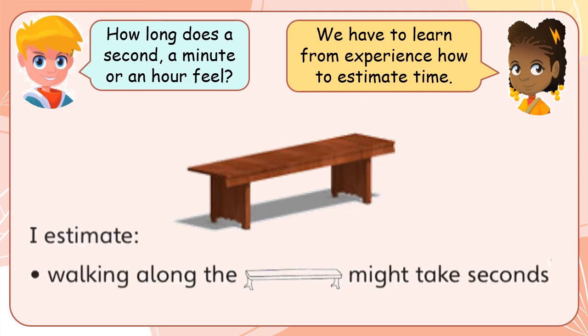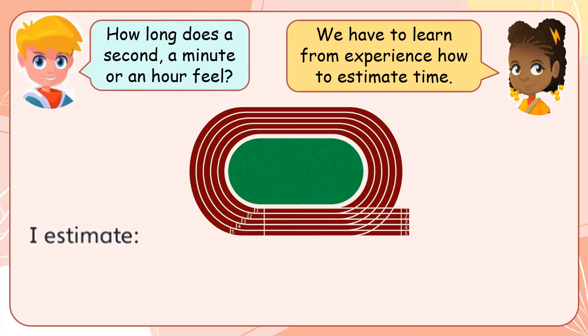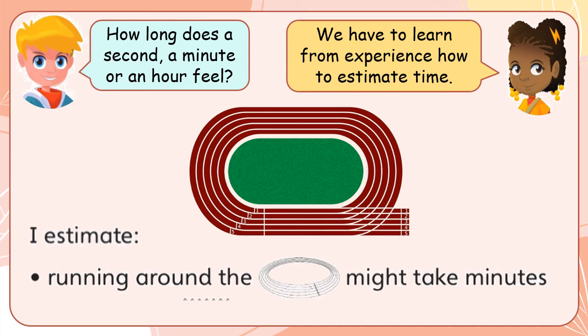Well, I estimate walking along this bench might take seconds. Notice the use of the word might, because remember, children, we are just estimating. How about running around the track? What units do we use to measure how long it takes to run around the track? I estimate... Very good. Running around the track might take minutes.